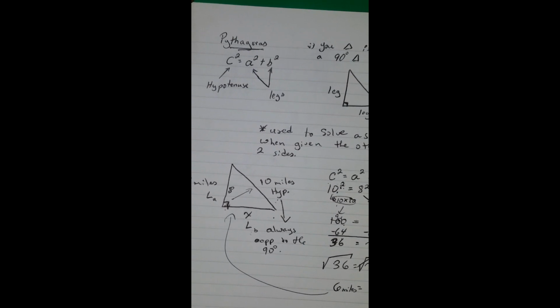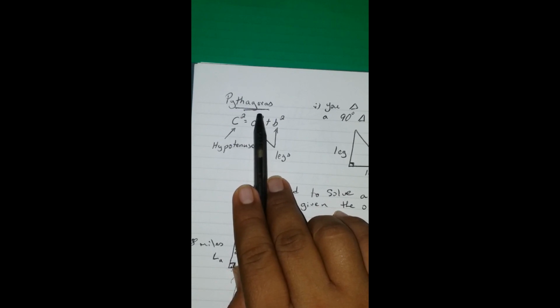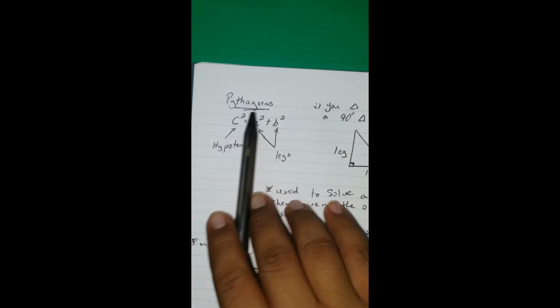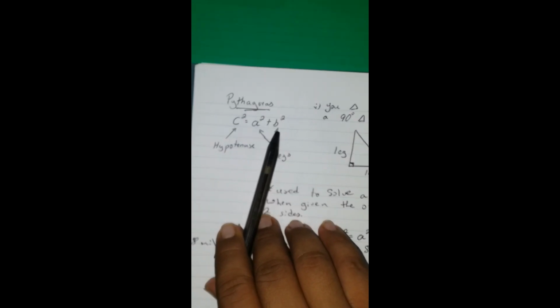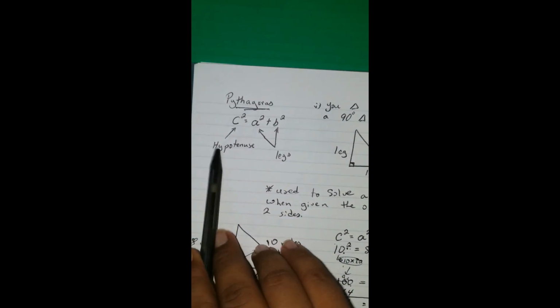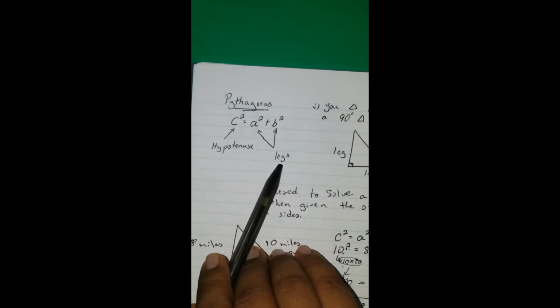Again, let me just quickly go through what we just did. We're taking a look at trigonometry. In this case, we're taking a look at the first theorem that we need to solve, the Pythagoras Theorem. The formula is c squared equals a squared plus b squared, where c is the hypotenuse, and a and b are the legs, right?